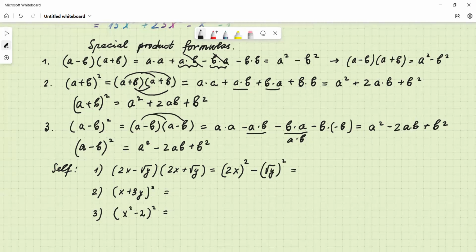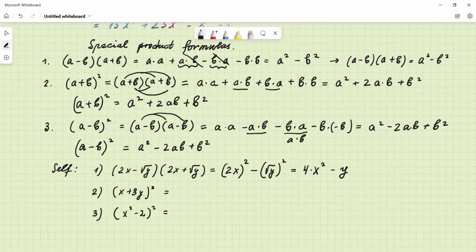Right? When I square 2x, I distribute the square over each factor. So 2 squared is 4 and x squared is just x squared. When I square a square root, I'm just going to get the number itself, right? And that's going to be the final answer.